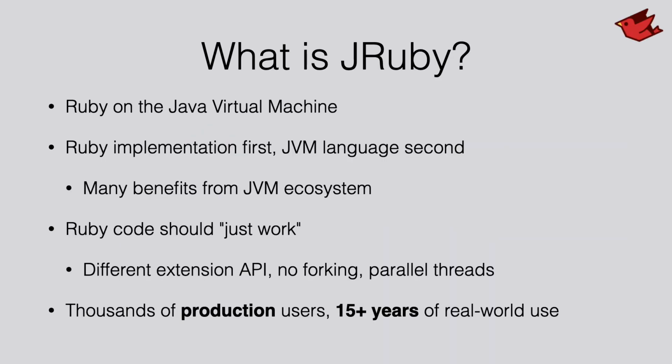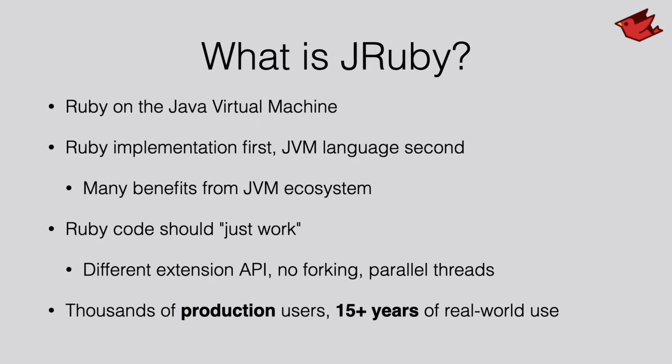So what is JRuby? Some of you may have heard of it. Some of you may even be using it. Simply put, JRuby is Ruby on top of the Java virtual machine. We focus on making it a Ruby implementation first, and then the fact that we're a JVM language means that we get other benefits from the JVM ecosystem.